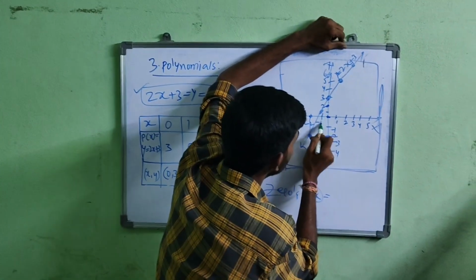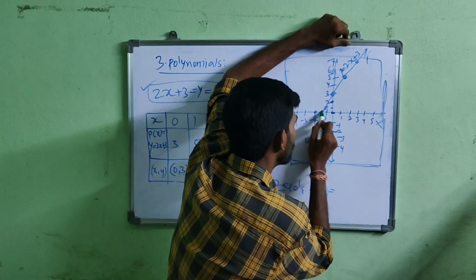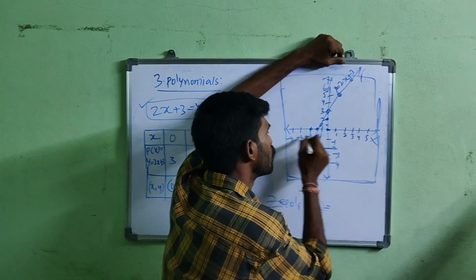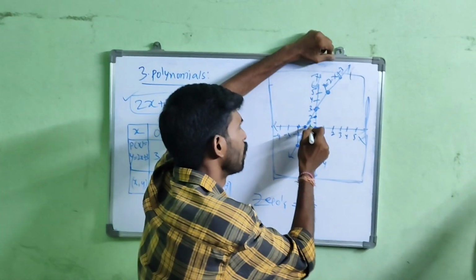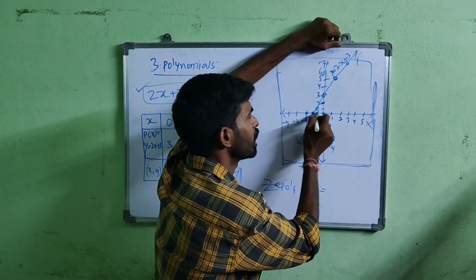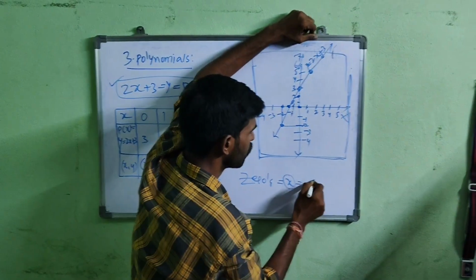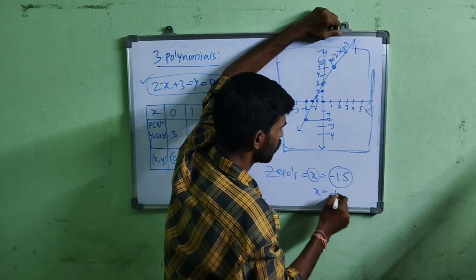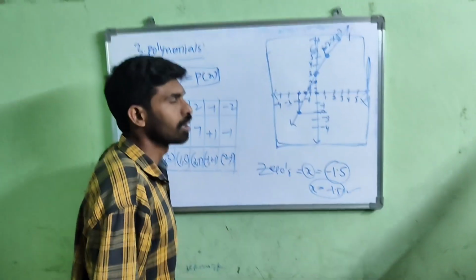Where does it touch? It touches between minus 1 and minus 2. Okay, between minus 1 and minus 2, what is the point of that one? 1 here, 1, 2, 3 is going on. That means what is half of 1? 0.5. If we consider this total as 1, what is half of 1? 0.5. So minus 1.5. What is the value of x? Minus 1.5 is the zero of the polynomial.